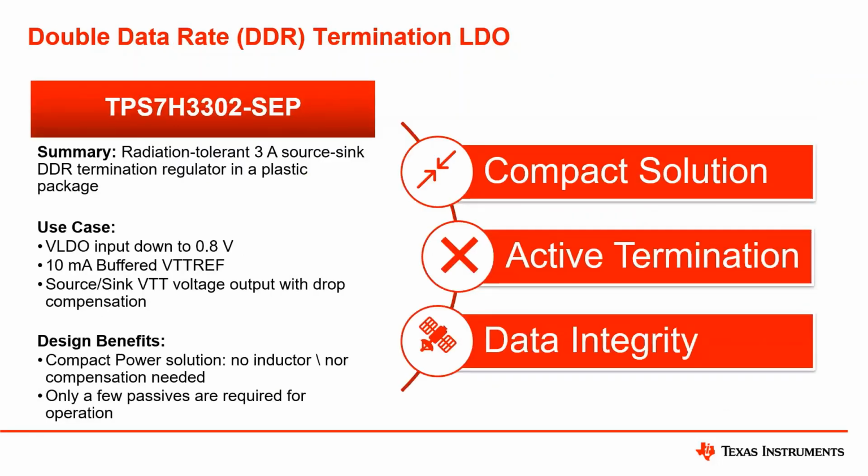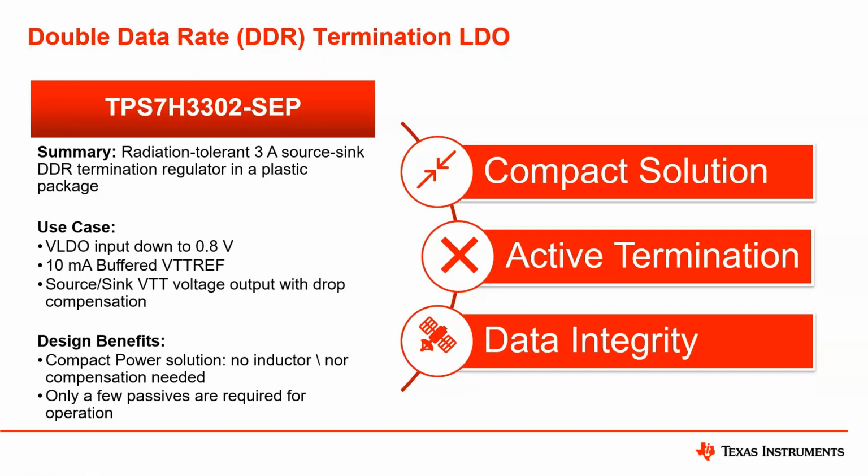So first, we'll touch on the DDR termination regulator. This is one of our new releases, the 7H3302. If you're powering DDR 1 through 4, you might need some type of termination regulator that has the capability to both source and sink current. The 3301-SP is the rad-hard hermetic device, been in the market for a while now, but we are repackaging this into a plastic SEP flow. So this is a radiation-tolerant 3 amp sourcing DDR termination regulator.